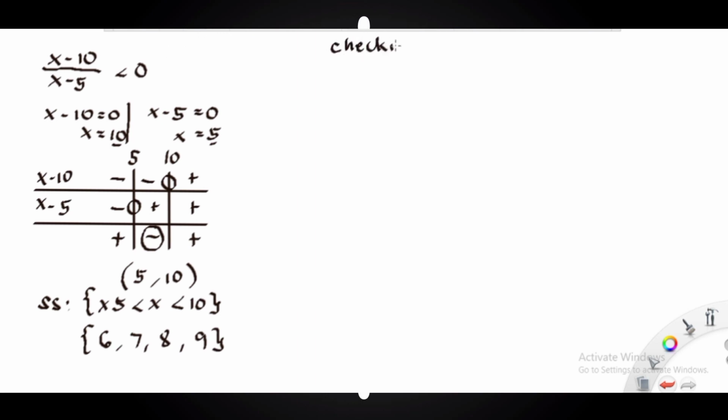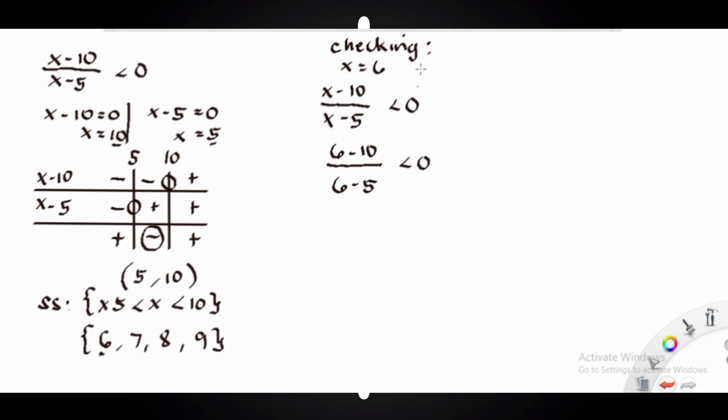And of course, sige, let us check if our answers are correct. Kukuha lang tayo ng isang value ng x sa mga ito. Let's try 6 para mas mababa. So, if x is equal to 6, substitute natin sa ating given rational inequality. X minus 10 all over x minus 5 is less than 0. So, dapat mag-satisfy yung answer sa ating inequality. So, we are going to write 6 to x. This will become 6 minus 10 all over 6 minus 5. Is it less than 0?